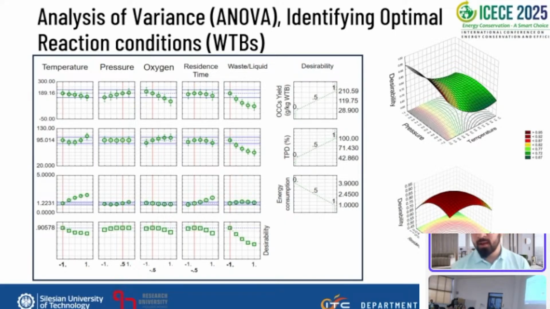So the desirability of the high or the low pressure is low, but in the center the central values of the pressure are more desirable during the process on the bigger scale.